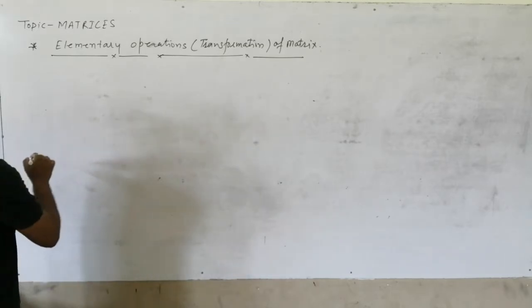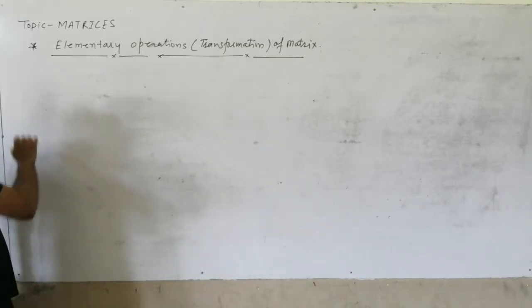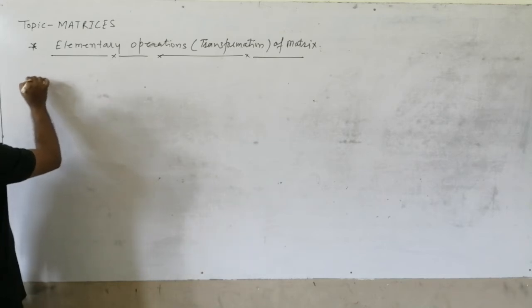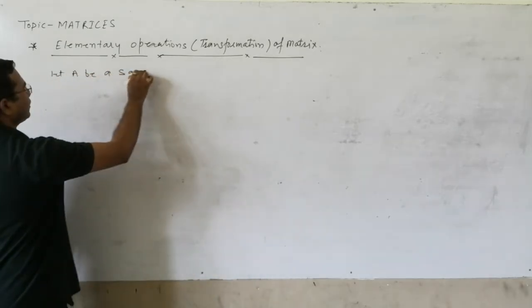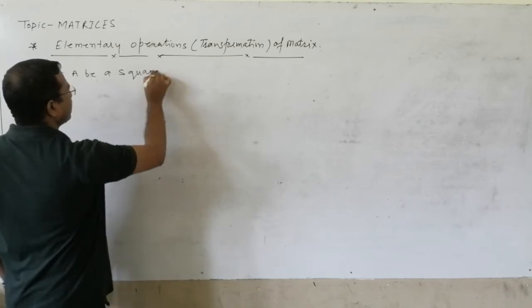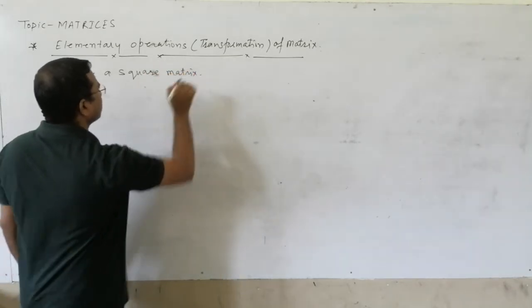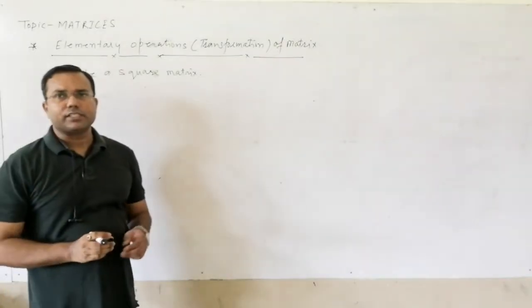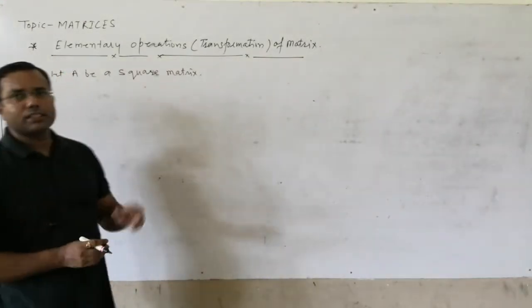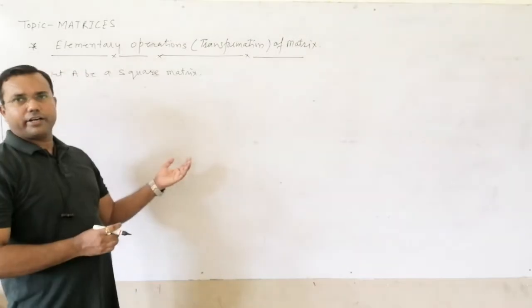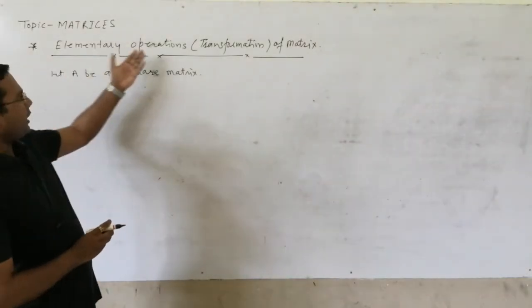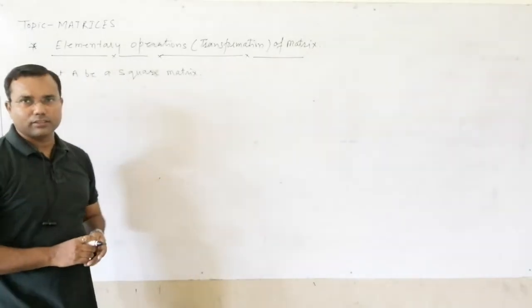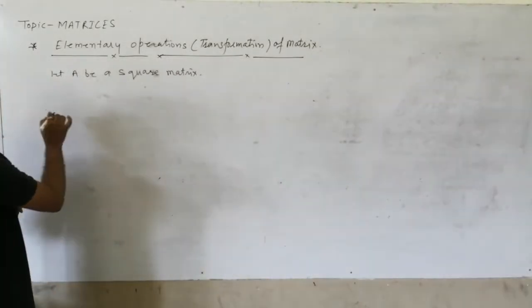Student, on any matrix, suppose we have a square matrix. With the help of this example, I want to explain you. Let A be a square matrix. So what happens on any matrix? Basically, there are a total of 6 operations we can apply. 3 operations are related to the rows and 3 are related to the columns. So these operations are basically called elementary operations or transformation. So what are these operations? One by one we can discuss.